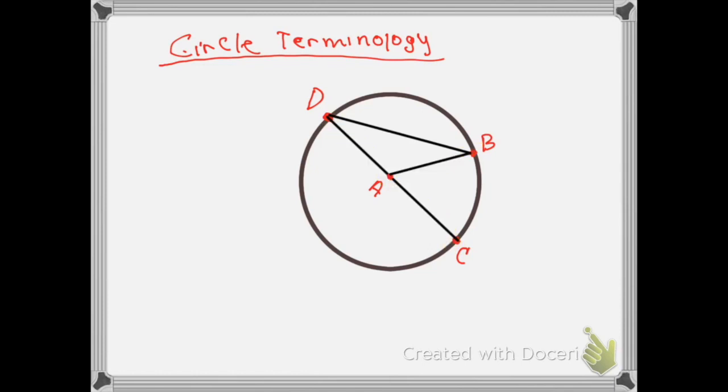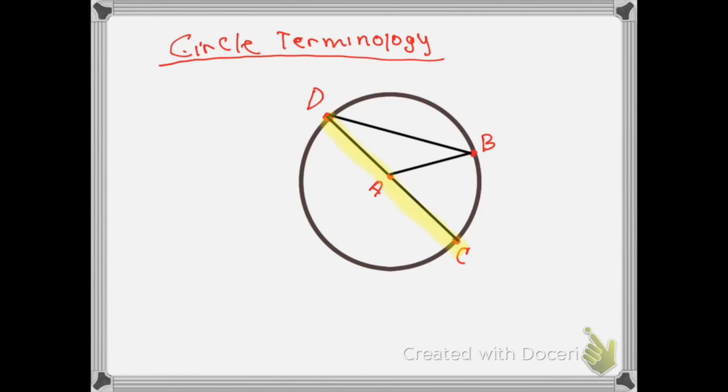Next we have a diameter of the circle, and simply a diameter goes from one point on the circle to another point on the circle, okay, and it also passes through the center. So in this case we have a point on the circle that is D per se, and another point on the circle C, and the line that connects them would be DC. Notice that A is the center of the circle, so the diameter is DC.